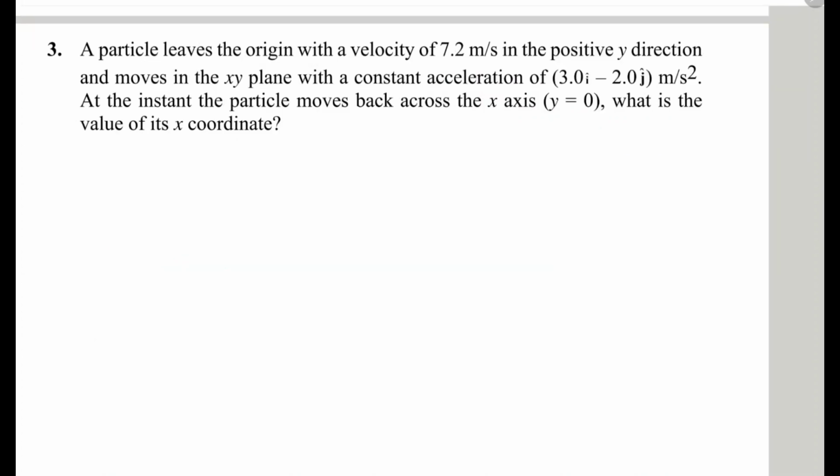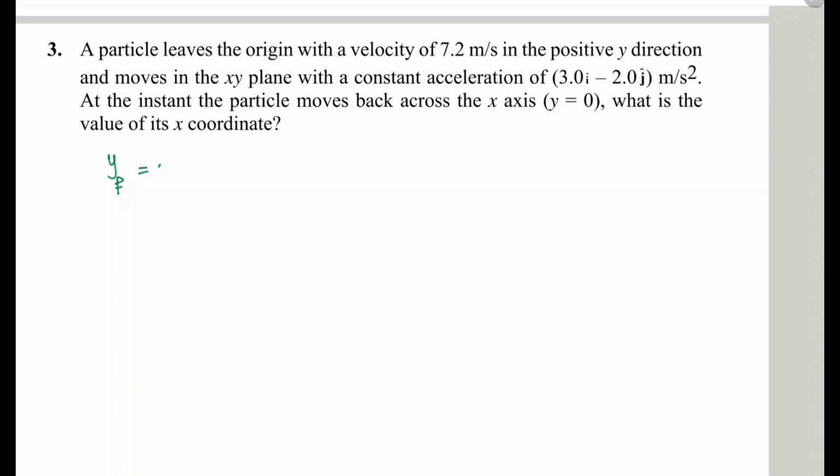A particle leaves the origin with a velocity of 7.2 meters per second in the positive y direction and moves in the xy plane with a constant acceleration of 3i hat minus 2j hat. At the instant the particle moves back across the x-axis, y equals 0, what is the value of its x coordinate? Now to solve this one here, let's start with equations of motion.